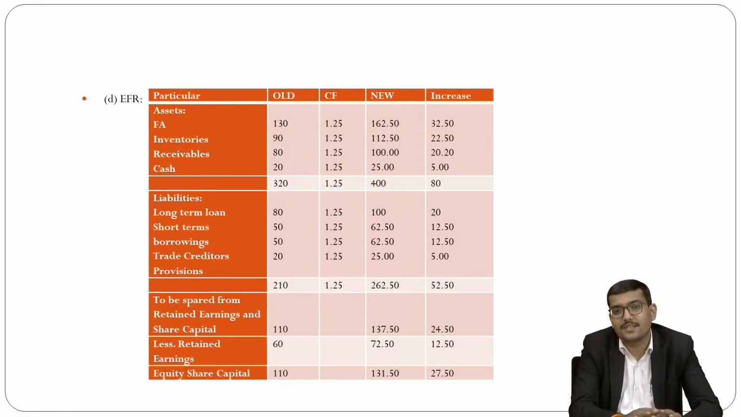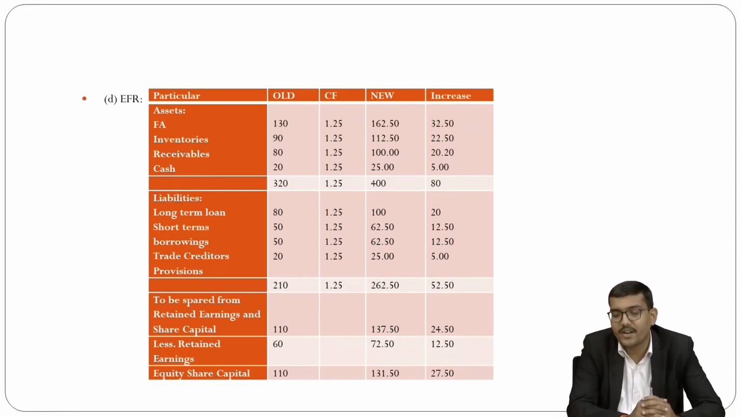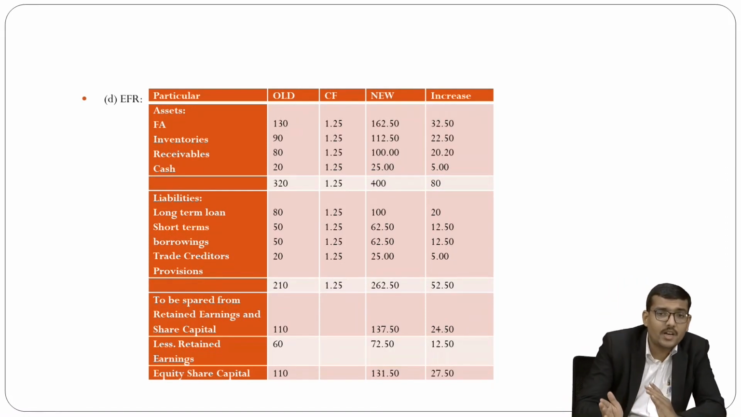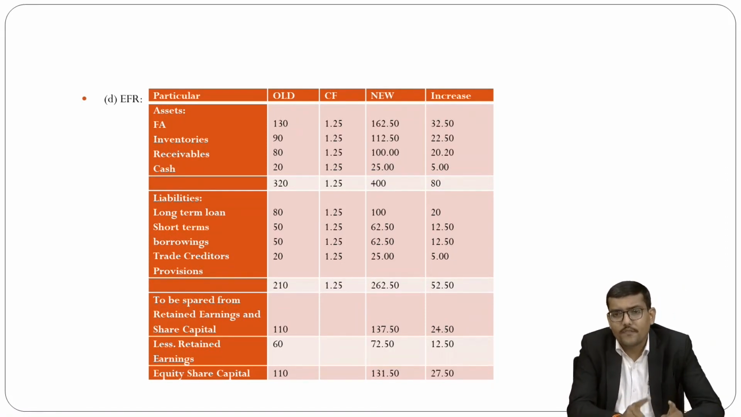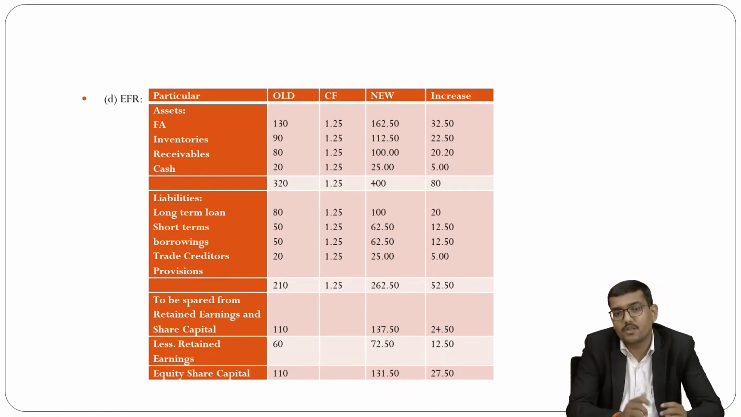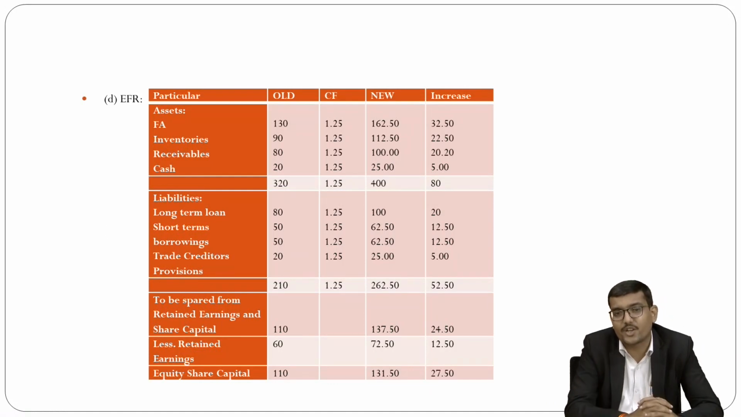Now let's come to the main and the heart of the EFR, that is the external fund requirement, where you justify the old with the new one. The first column is particulars, then old amounts, that is the balance sheet items. Next, you multiply with the conversion factor. Then you determine the new amount, and whatever the increases and decreases are, you show in the last column.